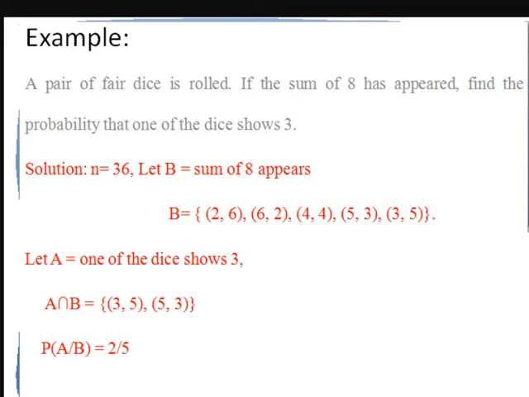Let A be the event that one of the dice shows number 3. Then find A intersection B. A intersection B contains the outcomes (3,5) and (5,3). Now find the probabilities of event B and A intersection B. Probability of B is equal to 5 by 36 and probability of A intersection B is equal to 2 by 36. And the required probability is probability of A given B, which is equal to probability of A intersection B upon probability of B. That is, the required probability is 2 by 5.